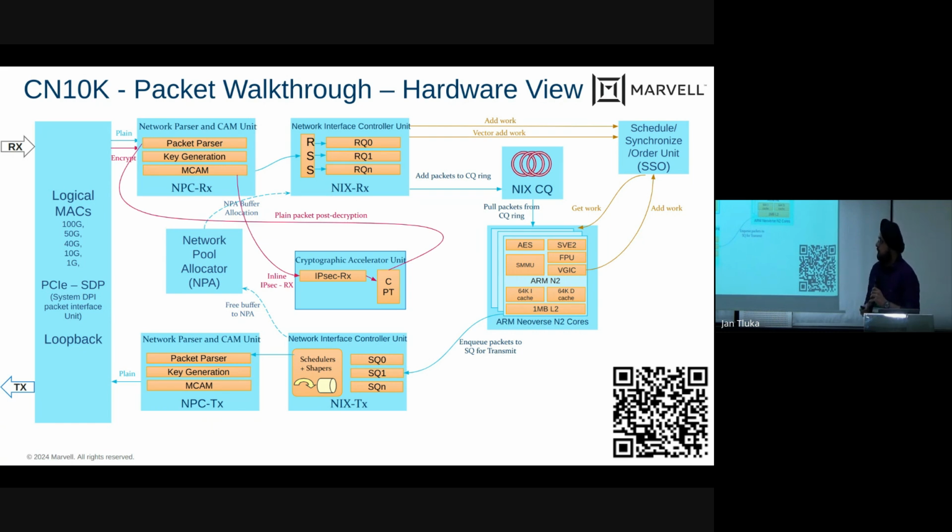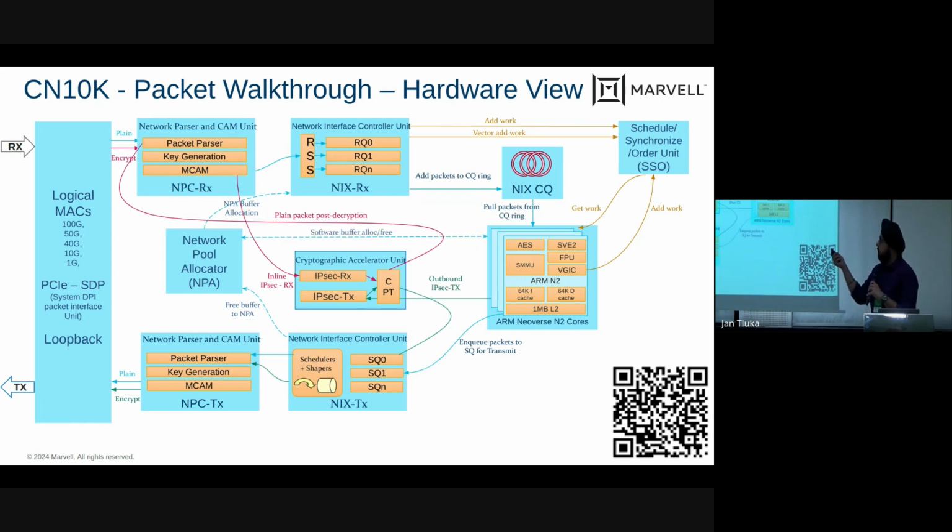Here I would like to say that it's an inline protocol IPsec, which means there is no ARM core involvement for header formation or header removal. It's totally done by the hardware. In the outbound IPsec case, ARM cores can request encryption of the packet once it goes out. So the CPT block can do it for us. And once it's done, it goes back to the NIC controller unit, and then it can be steered outside.